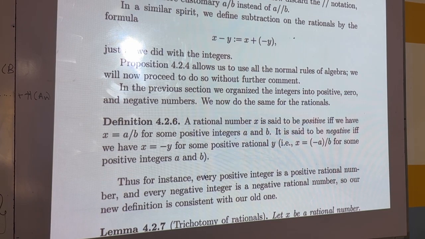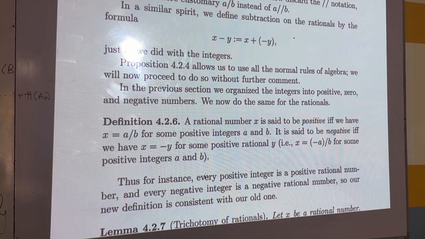A rational number x is said to be positive if and only if x is equal to a over b for some positive integers a and b. That is understood. It is said to be negative if and only if x is equal to minus y for some positive rational number y. We know the positive one, then we know this one. That is, x equals minus a over b for some positive integers a and b.